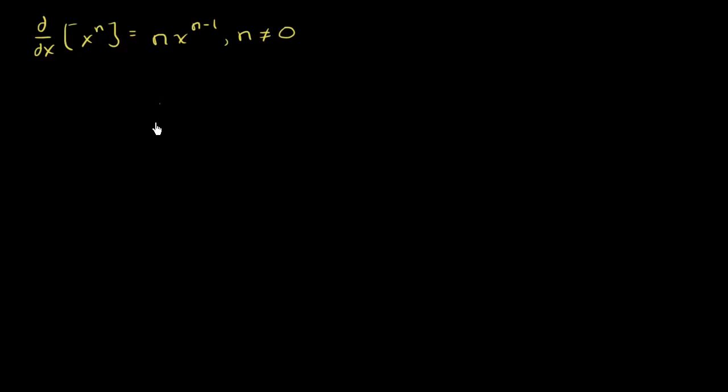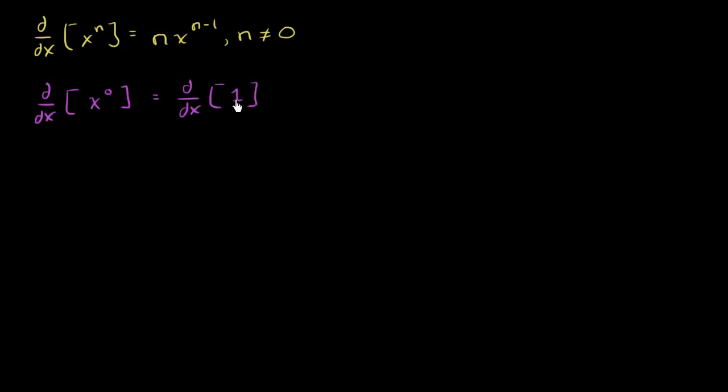So the first thing I want to think about is why this little special case for n not equaling 0. What happens if n equals 0? Let's try to take the derivative with respect to x of x to the 0 power. We can assume that x for this case is not equal to 0, since with 0 to the 0, weird things happen. But if x does not equal 0, x to the 0 power is just 1, so this is the same thing as the derivative with respect to x of 1.